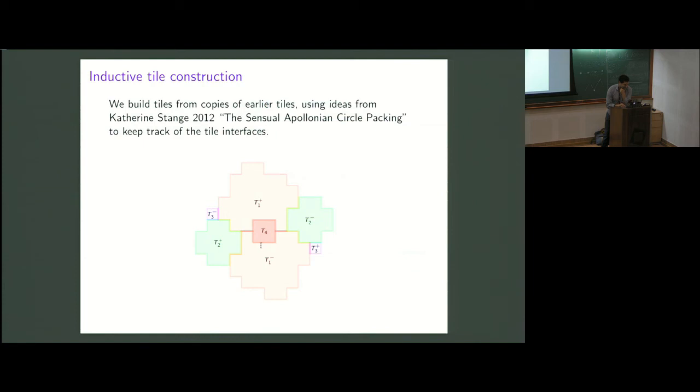So I mentioned these difficulties to Katherine Stange, an old friend and a number theorist, and that got her thinking about circle packings, and eventually she wrote this great paper called The Central Apollonian Circle Packing, which is a riff on Conway's central quadratic form. And her ideas helped us actually carry out this construction.